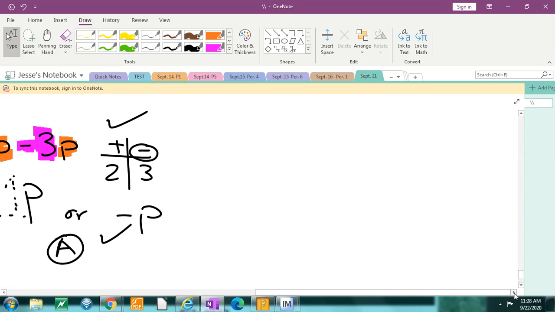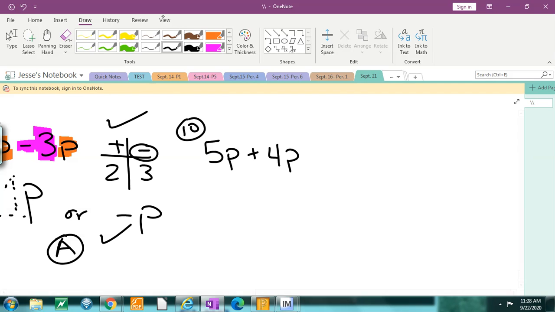Number 10 is, oh, that's an easy one. 10 is 5p plus 4p. Well, I know that it's going to be p because they both have p's. I'm sorry. So then 5 plus 4, oh, that's easy. That's 9. So 9p, and your letter is T for that. So you don't have to do much work on that.